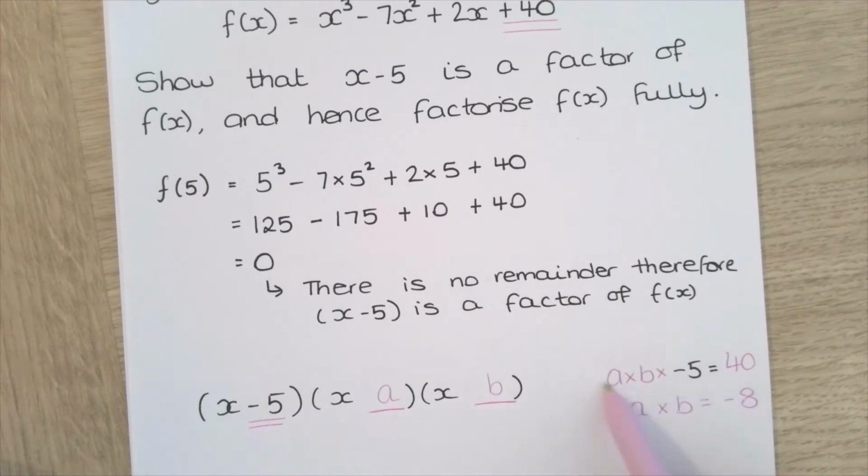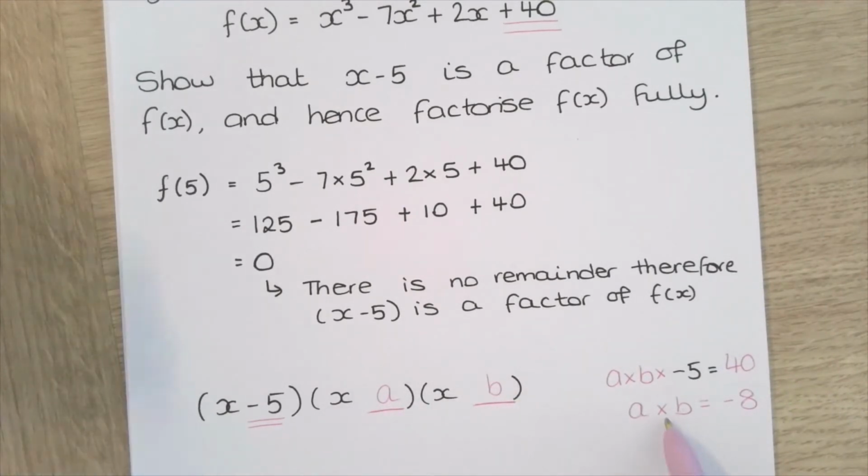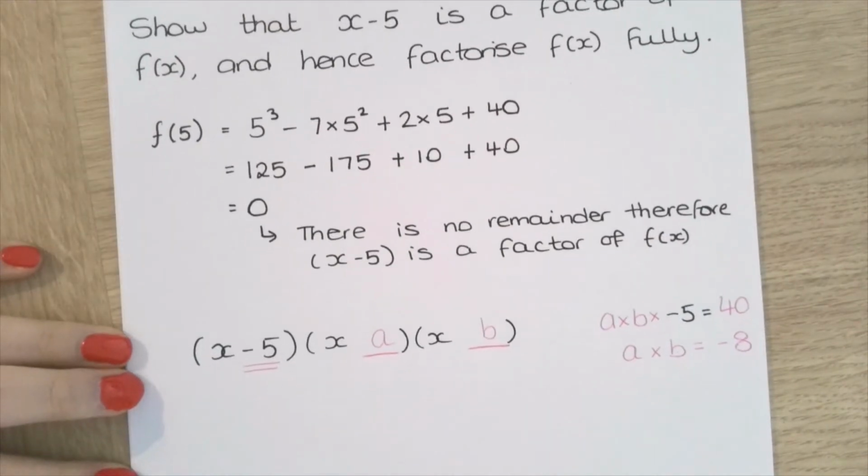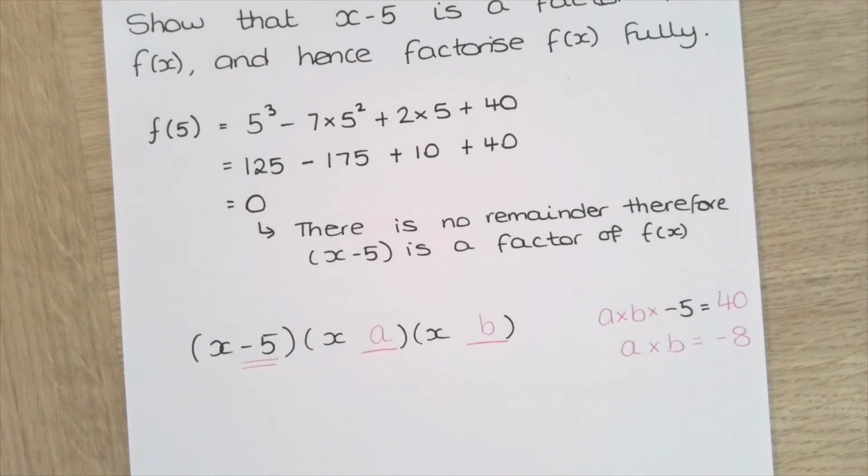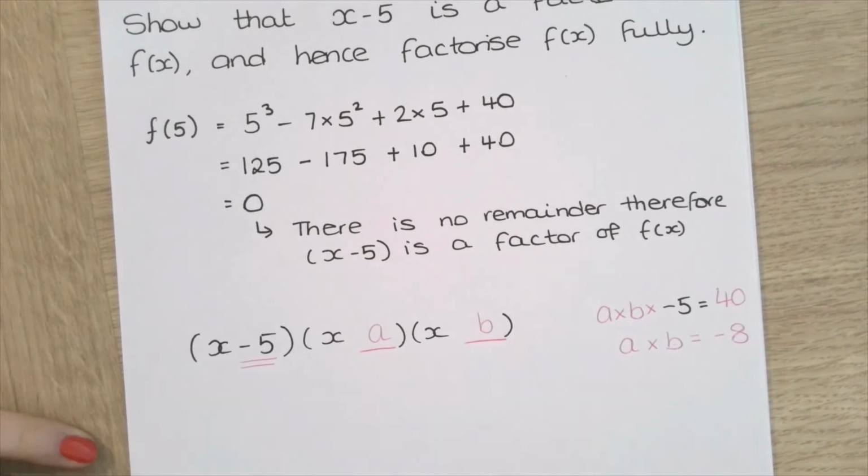So all of this divided by negative 5 leaves me with A times B, and this divided by negative 5 leaves me with negative 8. So I know that these two values are going to have to multiply to make negative 8. Now this could be a huge number of combinations. It could be negative 1 times 8, it could be 1 times negative 8, it could be 2 times negative 4, negative 2 times 4. So what I'm going to do is use the factor theorem to see if I get any that give me no remainder.